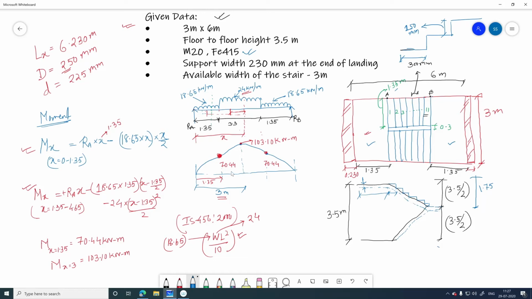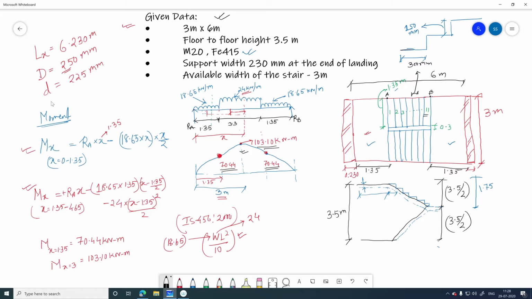So finally we got the value of the moments. That means this is the maximum moment at the landing slab, 70.44, and 103.10 kilonewton meter is the maximum moment at the waist slab. So we will consider the maximum moment for the checking purposes. Okay, that means when we check for the effective depth. So let's go to that particular step.